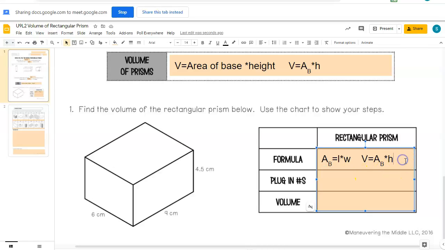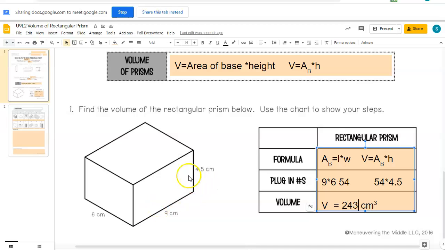Well, the base is a rectangle, so we have 9 times 6, and that's going to be 54, and that means our volume is 54 times 4.5, which when we do the multiplication, our volume equals 243 centimeters to the third power. So it would take 243 little centimeter cubes to fill it up.